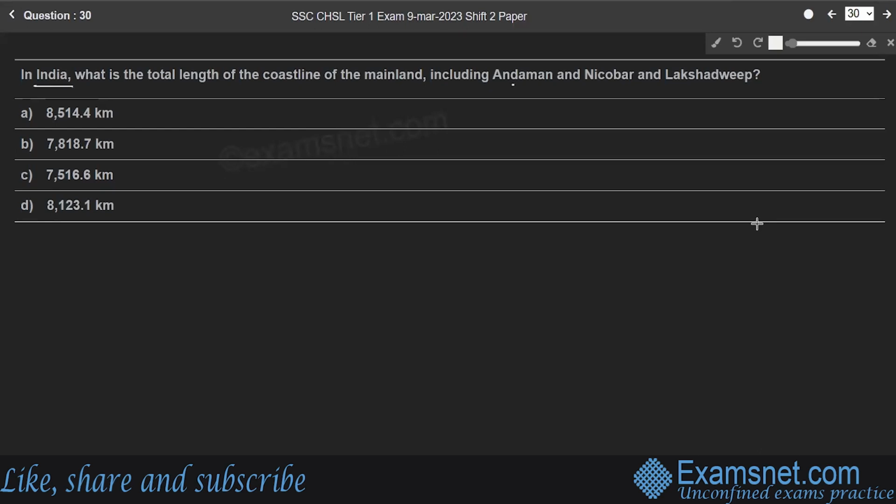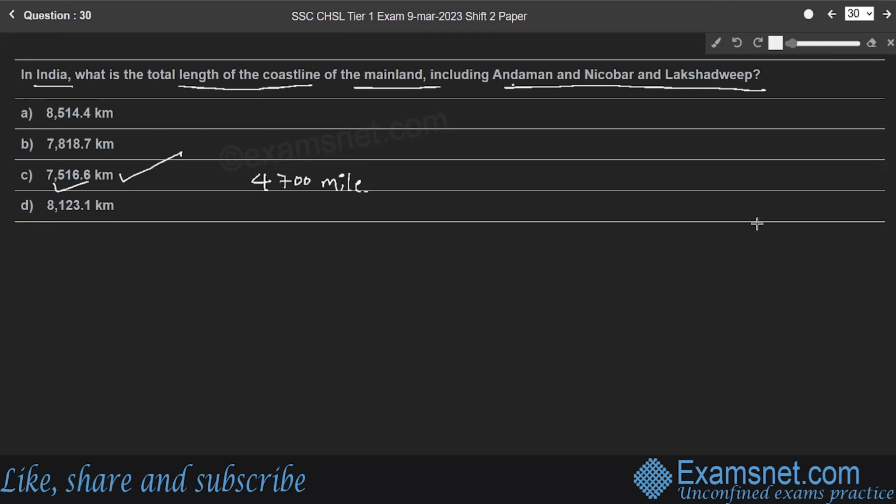Question 30. In India, what is the total length of the coastline of the mainland, including Andaman and Nicobar and Lakshadweep? Here, option C, 7,516.6 kilometer is the answer. The total length of the coastline of India's mainland, including the coastlines of Andaman and Nicobar Islands and Lakshadweep Islands, is approximately 7,516.6 kilometer, which is 4,700 miles, according to the Ministry of Environment, Forests and Climate Change, Government of India.